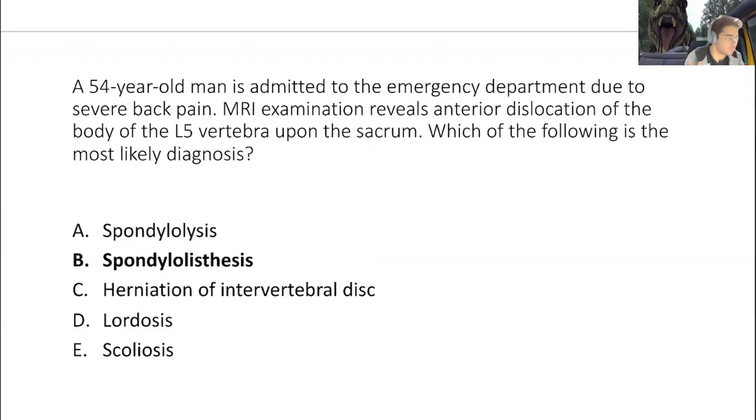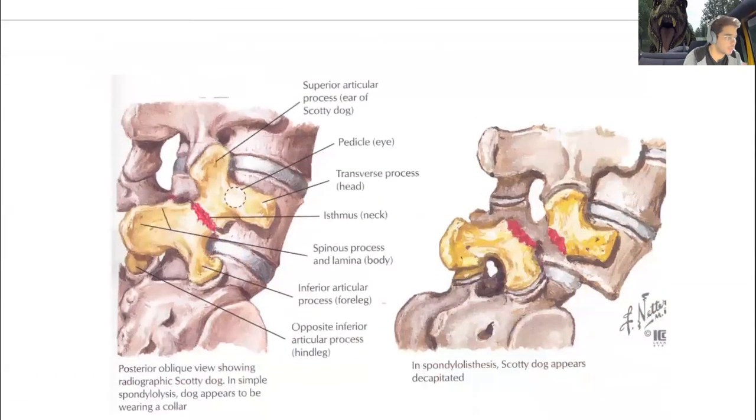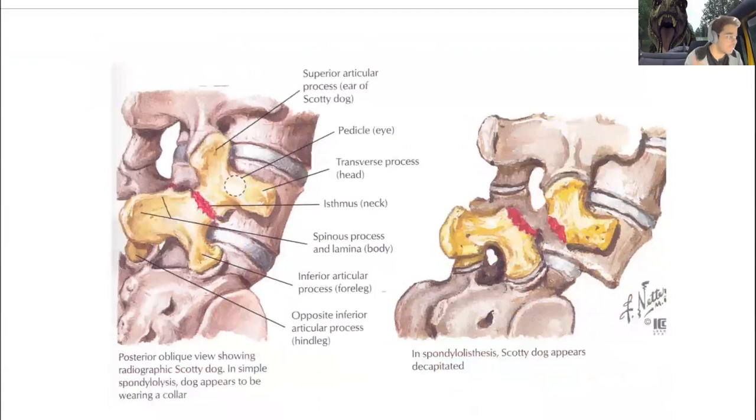Now, I'm going to show you a trick of remembering this and how to identify it both in imaging as well as subsequent sections. So let's quickly go over it. Spondylolysis: lysis, I like to think of lysing a cell, or cutting or breaking apart. If you can remember, this is a Scotty dog, a little European dog. Obviously no dogs were harmed in the making of this, but it's important to know.